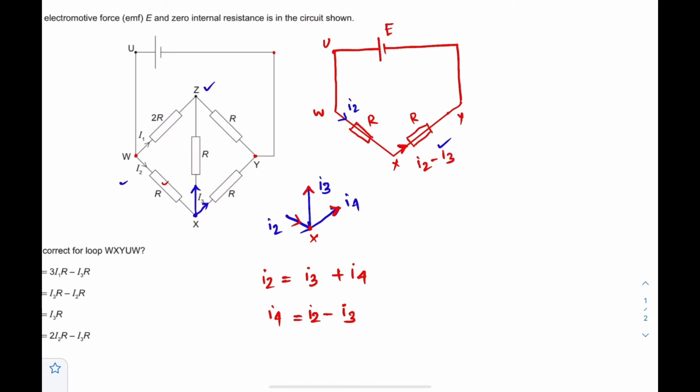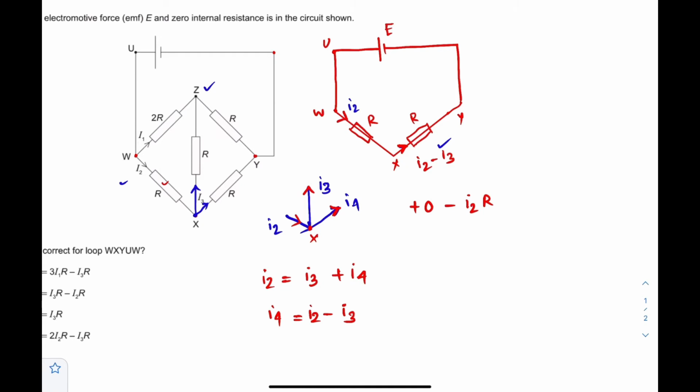Go from U to W. Can you see anything? No, so add 0 plus 0. From W to X, there is a resistance, and we are going in the direction of the current, so there will be a drop in potential. That is minus I2 into R. Again go from X to Y.